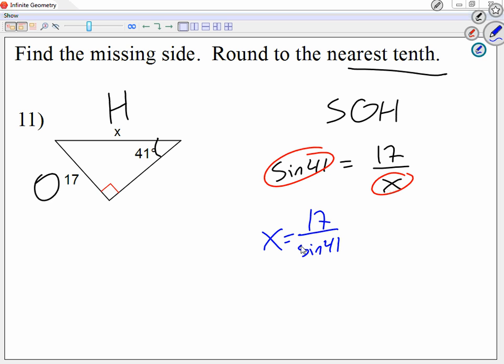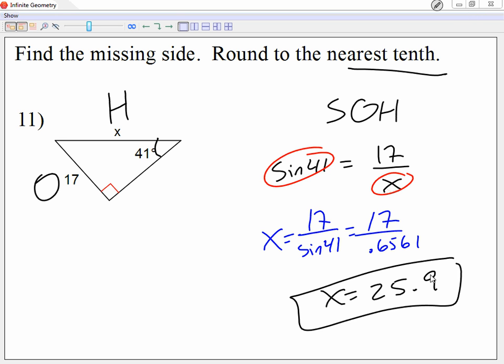Sine of 41 is a decimal. And I gave you guys a chart. We look for 41 degrees, we look for sine, and it says 0.6561. So I have 17 over 0.6561. Once again, that decimal came from the chart that I gave you guys. Right, you guys have the chart. Then divide it. 17 divided by 0.6561, rounded to 1 decimal place, you should finish with 25.9.